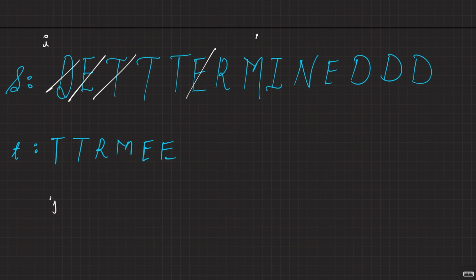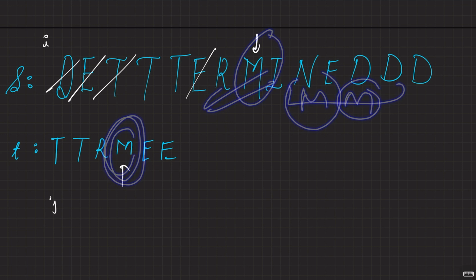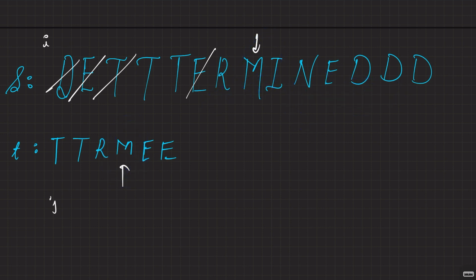Okay, so R is matched, right? So M. You want only 1 M and this is the last M. If there were M's here, you cannot match it, because these M's cannot be removed without removing this M. So you can only match this M when you have only 1 M remaining there, because the rest have to be deleted. Fine. So this is a match.